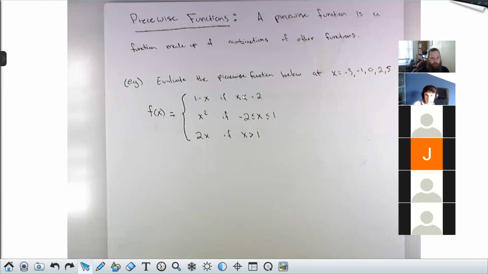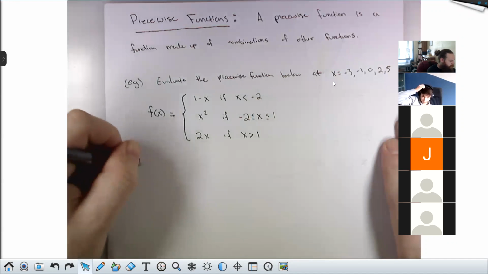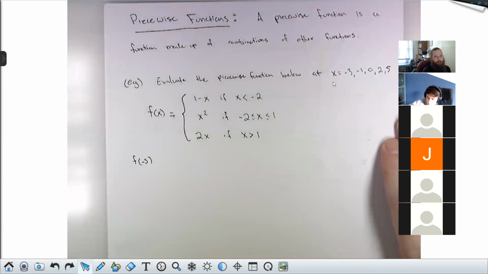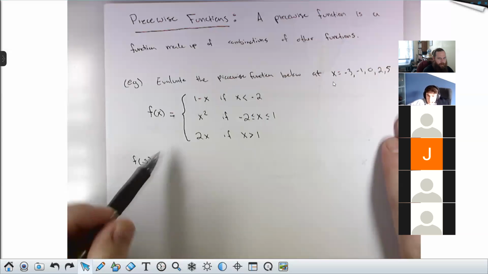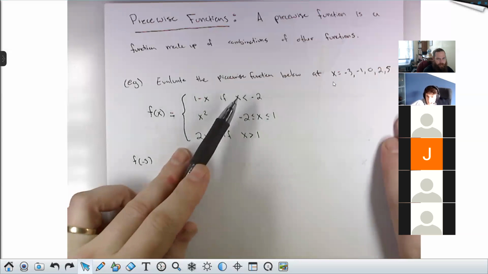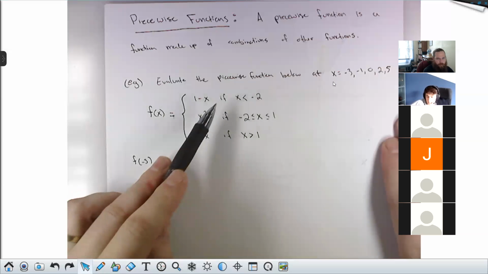So let's talk a little bit about this function. I've been told I just want to evaluate the function at these numbers. So that means I want to know what is f of -3. That's the first thing I need to find here. That is the function f of x evaluated at x equals -3. Since this x value is -3 and -3 is less than -2, I will use this guy.